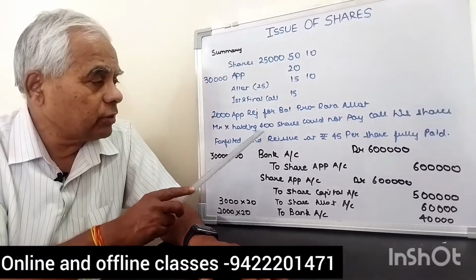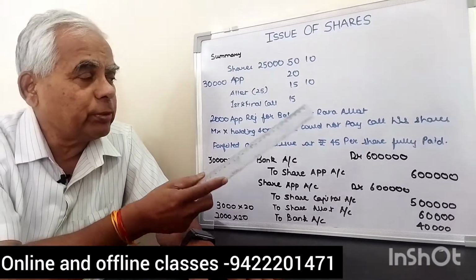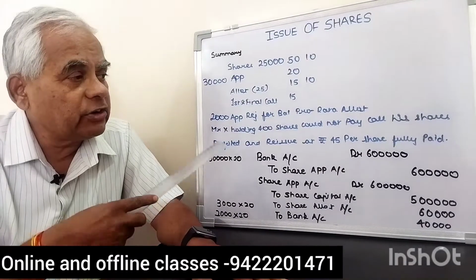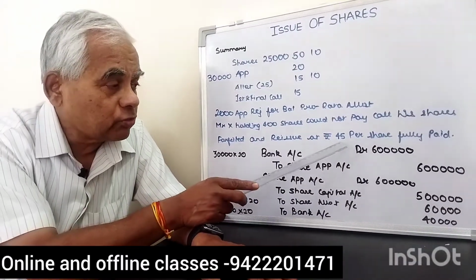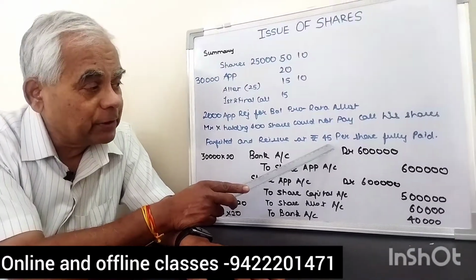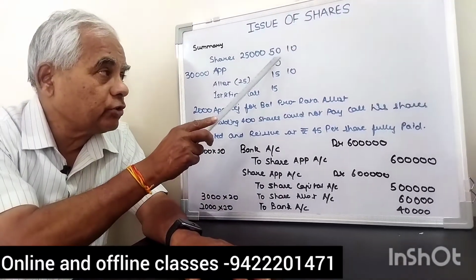Again, Mr. X holding 400 shares failed to pay the call, meaning the first call, and his shares were forfeited, and those forfeited shares were reissued at rupees 45 per share, fully paid up. Face value of the share is 50.